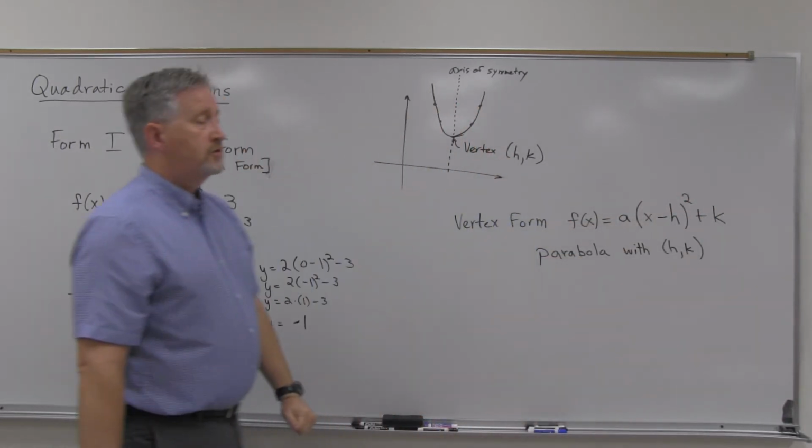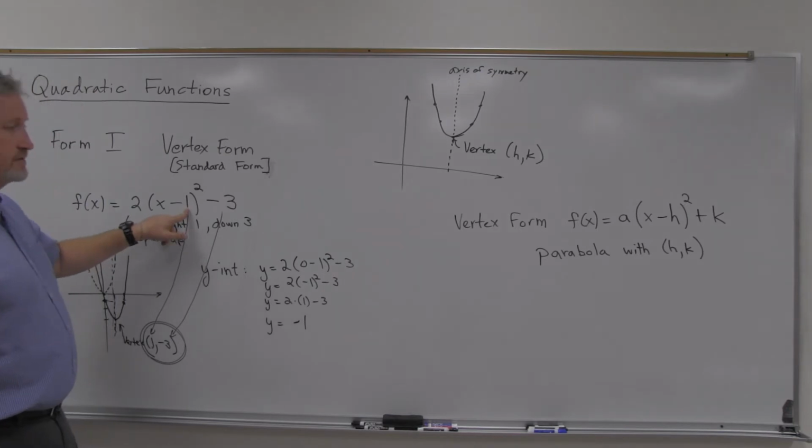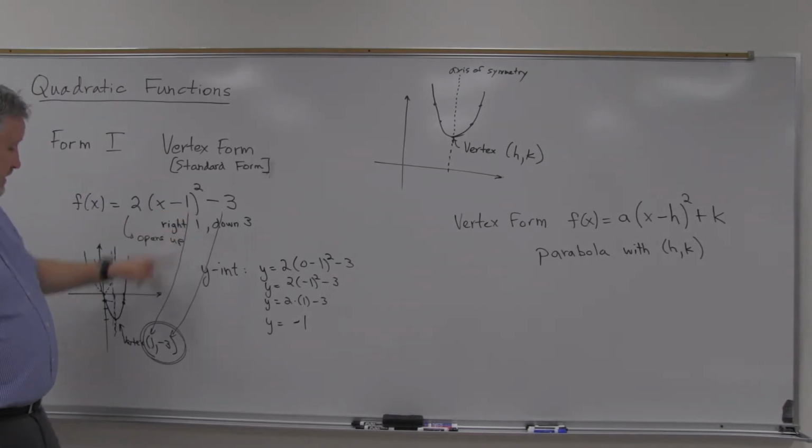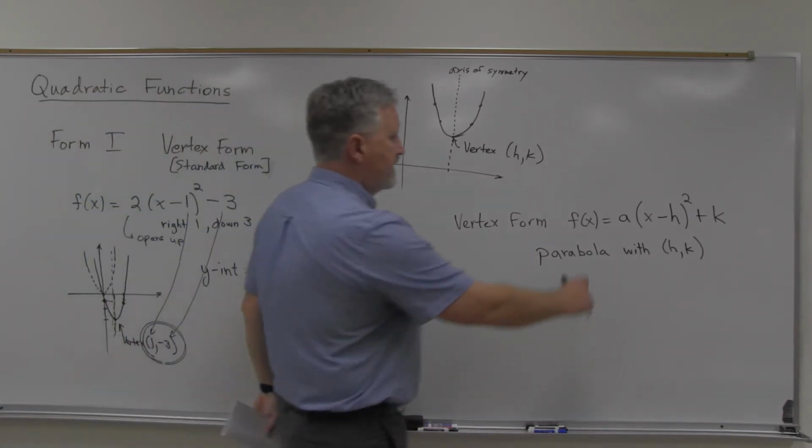So the a is the first one, which would have been the 2 in 2x squared. And then h was positive 1, since it's minus 1 here. And then the k is the y value, minus 3, just like this. And we'll do a couple more. Now, what about the a?